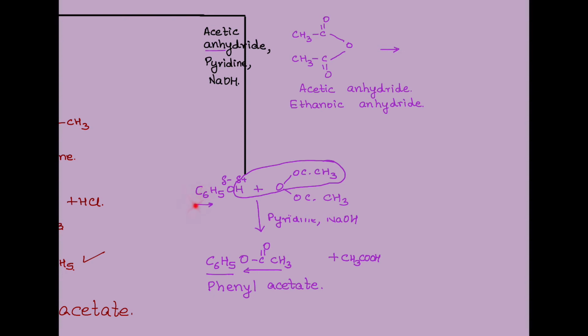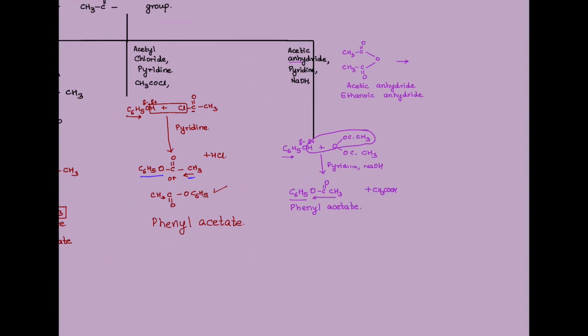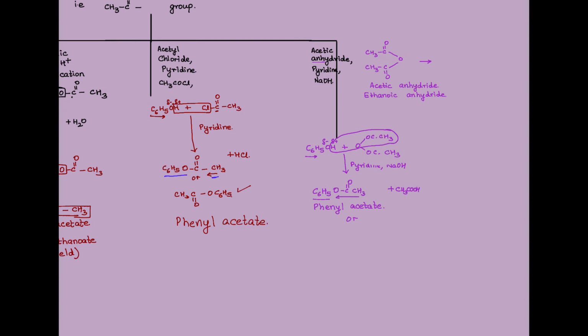Again, start writing from left. You see my arrow? C6H5O, OCCH3. The name of this product again would be phenyl acetate, or what was the other name? Write it down. Yes, phenyl ethanoate, coming from ethanoic acid.